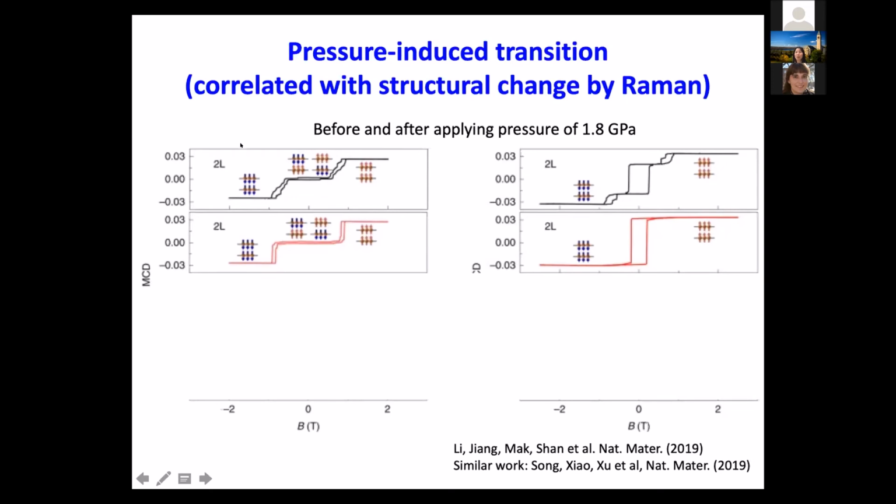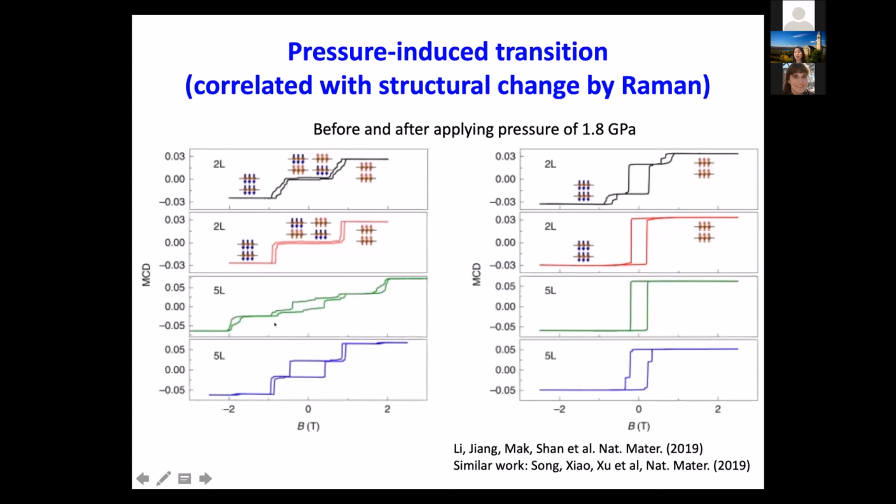without applying pressure, we get an antiferromagnetic ground state. But after you apply pressure, you switch to a different structural order, and then it becomes ferromagnetic as in the bulk crystal. And this measurement is correlated with the structure change by Raman, so it's confirmed. And similarly, you see pretty much the same effect when you look at 5-layer or other layer thicknesses.